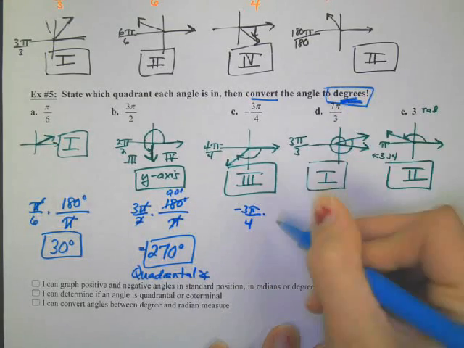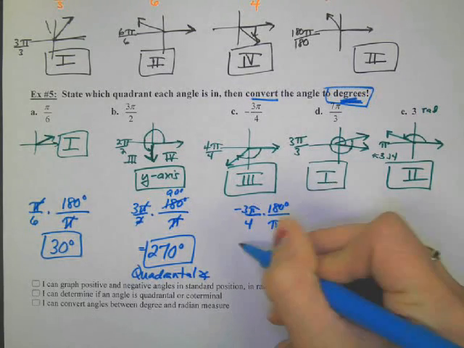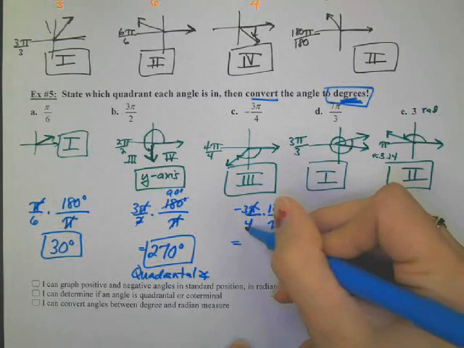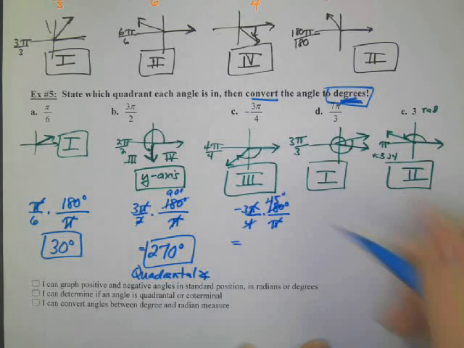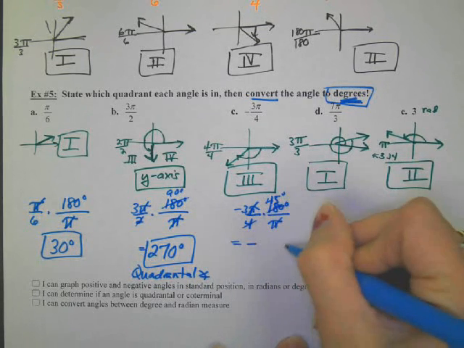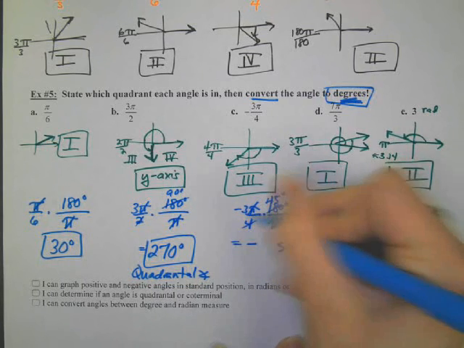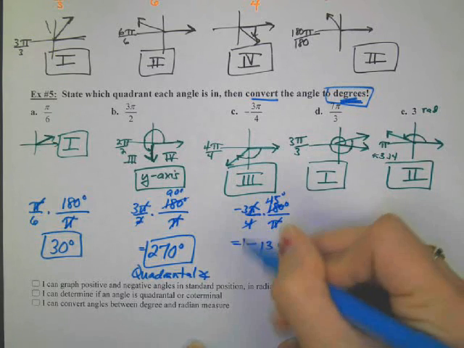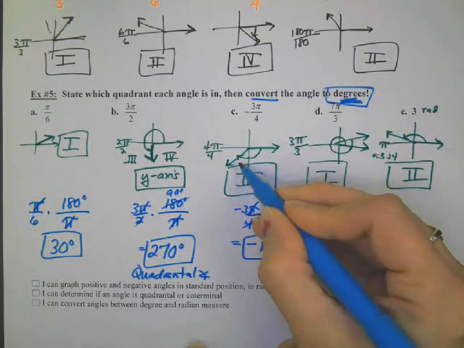Part C, we've got negative 3 pi over 4. I want degrees. So radians go on the bottom. 180 goes on top. Cancel, cancel, cancel, cancel. Cancel by 4. That's going to make 45. 45 times 3, that's going to be negative 135 degrees. Does that look right? Negative 135? Yes.